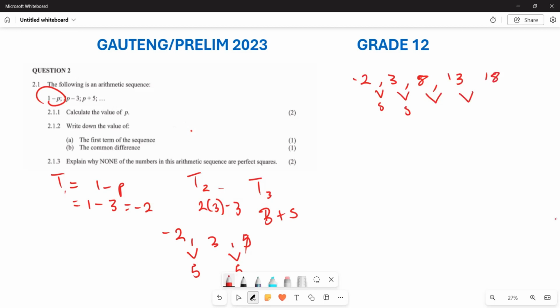Now there's one thing that I want you to take note of here. Let's say we continued again. This was 5, this was 5, this was 5. Let's say you added 5 here. This was going to be 23. Can you see that this was going to be 23? And the next one was going to be 28.